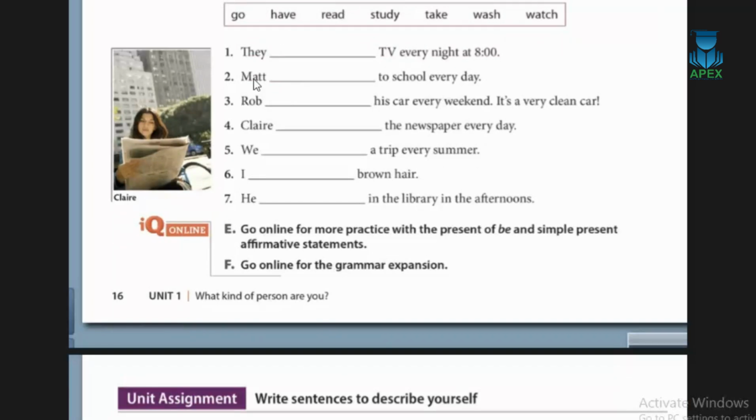So part D, complete the sentences. Use the correct form of the verbs. So here, guys, based on your subject and based on the sentence, you should choose one of these words.